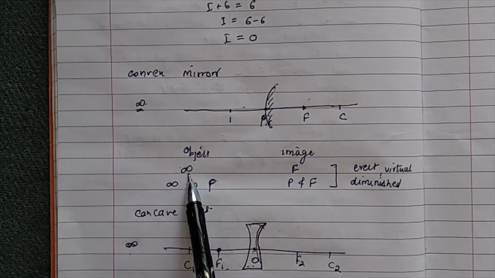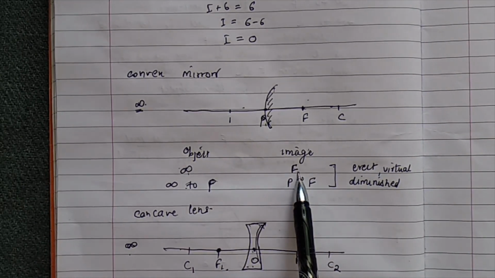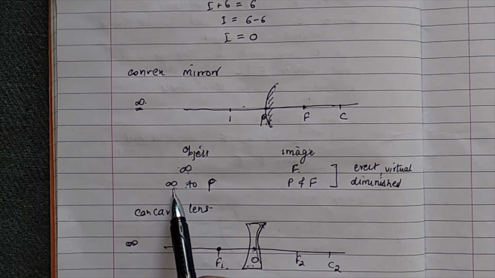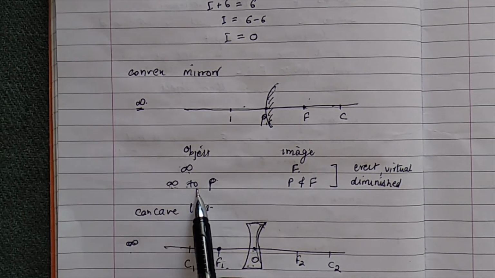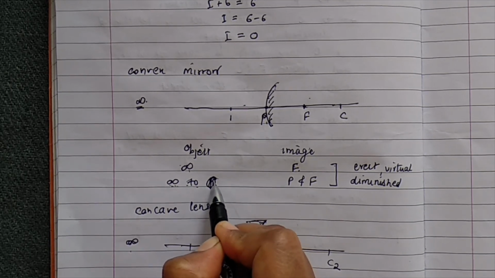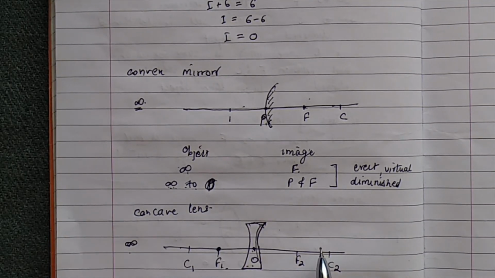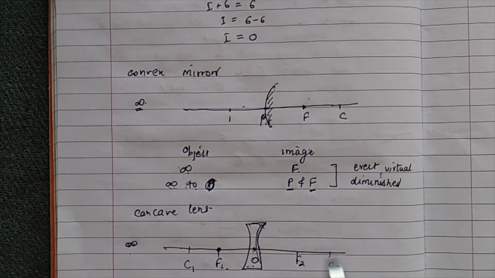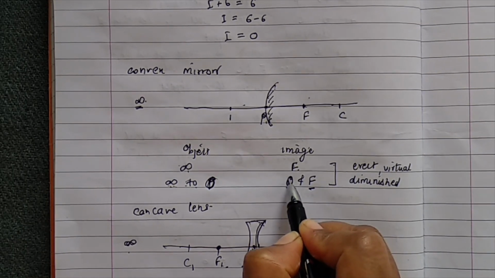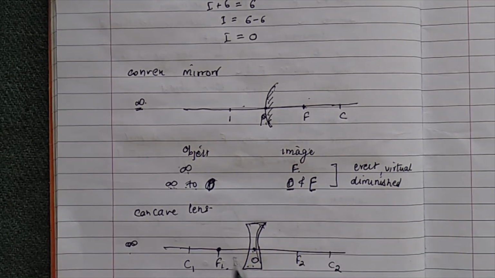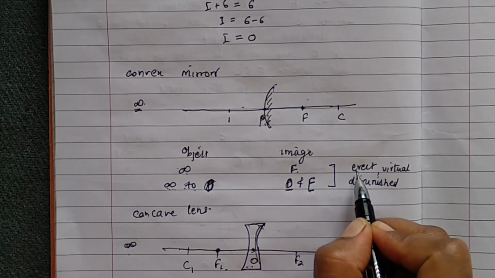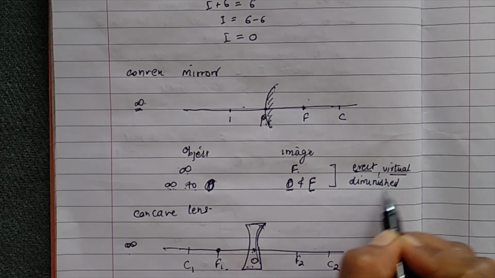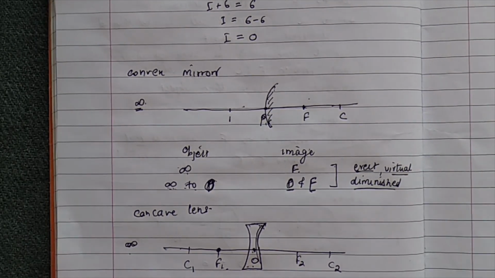If the object is at infinity, the image will be at focus. If the object is anywhere between infinity and optic center, as in the case of a lens it will be the optic center, the image will be between optic center and focus. Again, the image will be erect, virtual and diminished.